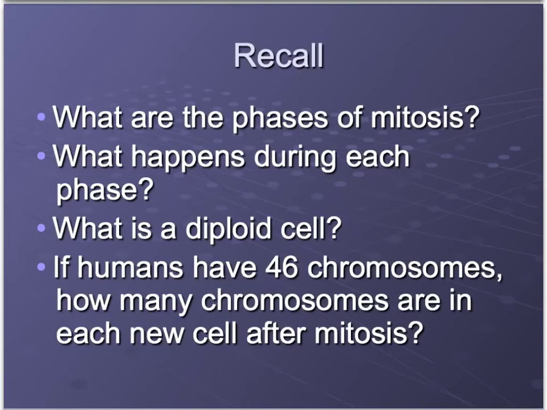Take a minute to recall these 4 questions. What are the phases of mitosis? What happens during each phase? What is a diploid cell? And if humans have 46 chromosomes, how many chromosomes are in each new cell formed after mitosis? Write the answers to these questions in your notes. If you don't remember, go back and look at your notes on mitosis. It's really important you understand these 4 questions before trying to tackle meiosis.